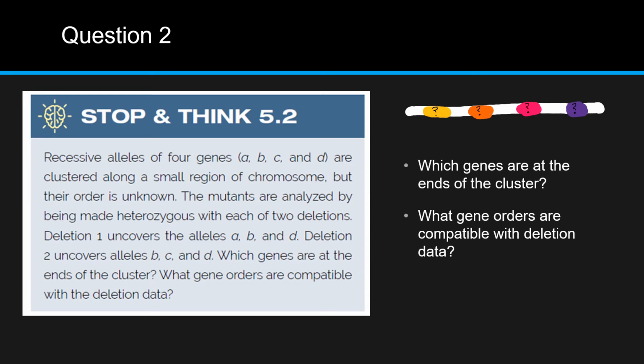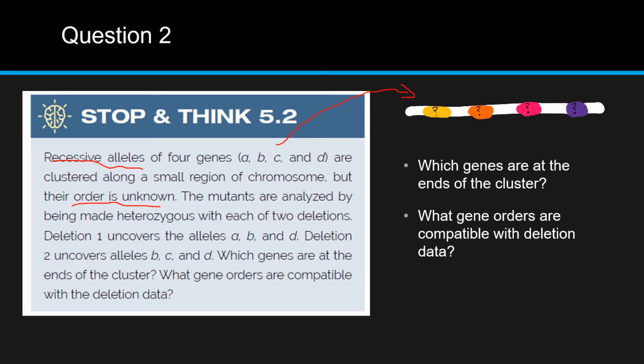Okay, so we have recessive alleles, and how many of them? Four, as they show in this schematic, but we don't know the order. Okay, so we know that they're there, but we don't know which one is first, second, third, and fourth, which ones are in the center, which ones are at the extremes. So how do we solve these problems?